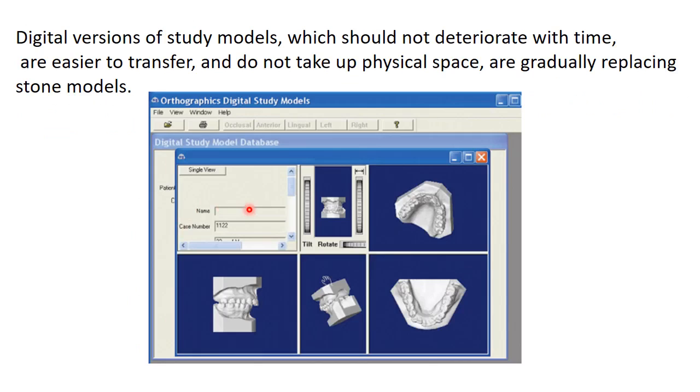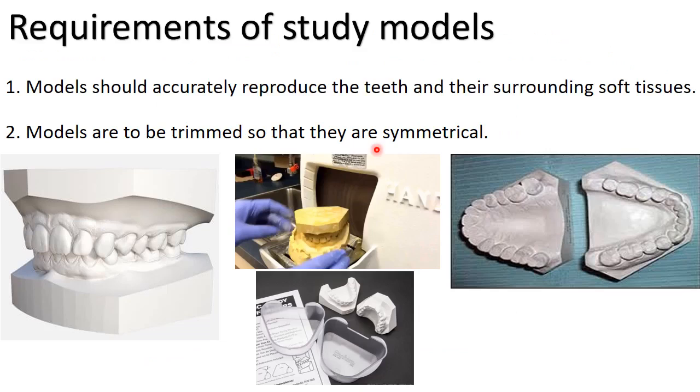Nowadays, a digital version of study models is made which should not deteriorate with time, and they are easy to transfer and do not take up physical space. They are gradually replacing the stone models. Those are the digital study models, made by an intraoral scanner, and they can be manipulated and used for many things like space analysis.